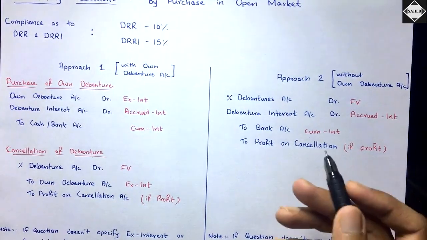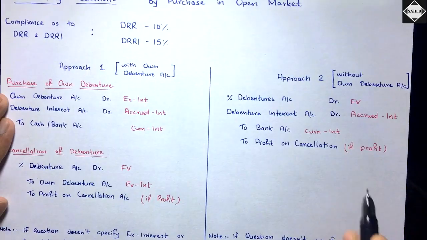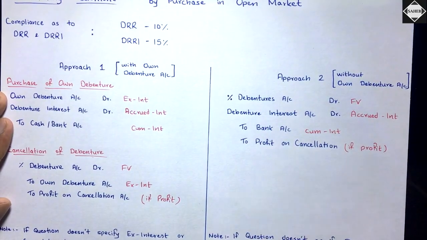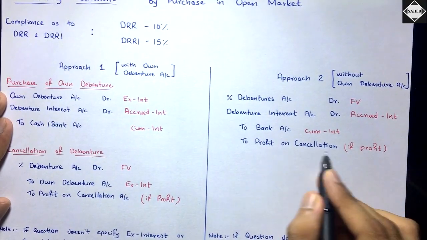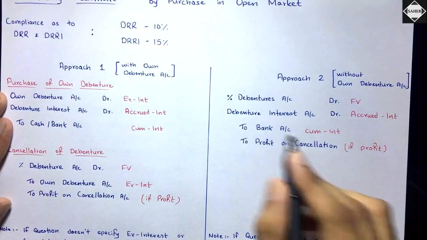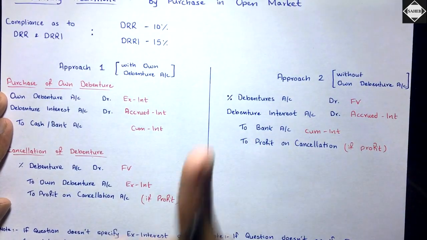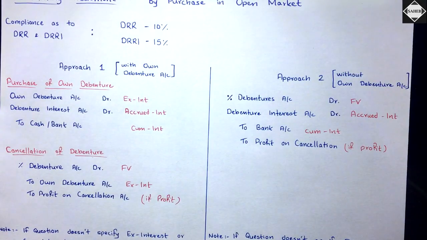Right. And then of course, as I told you, the difference between the face value and the ex interest price will be profit or loss. The balancing figure will be profit on cancellation or loss on cancellation, and this has to be transferred later to profit and loss, only to profit and loss. Okay, there is no argument now. Before there was an argument of capital reserve or profit and loss. Now it's simplified, only to profit and loss. Simple as that. You understood?